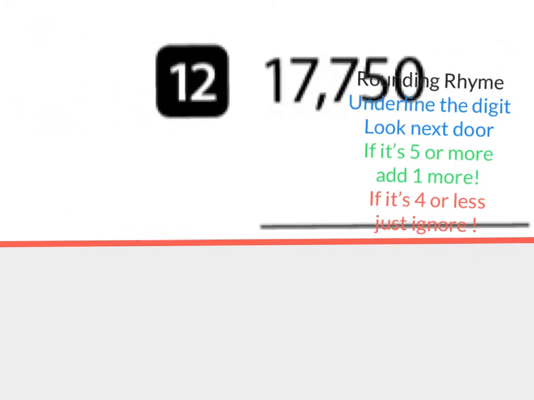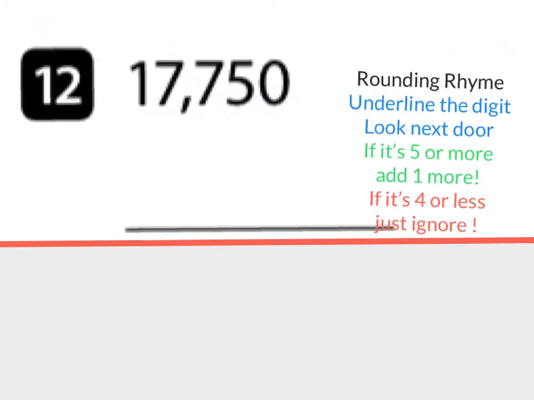All right. 17,750 rounded to the nearest thousands place. You underline your thousands place. You circle the digit to the right. The circle digit is 5 or greater, so the underlined digit will add one more, which will change to an 8. All the circled numbers and the ones to the right will turn to a 0. And then the numbers to the left of the underlined digit will remain the same. 17,750 rounded to the nearest thousands place would be 18,000.